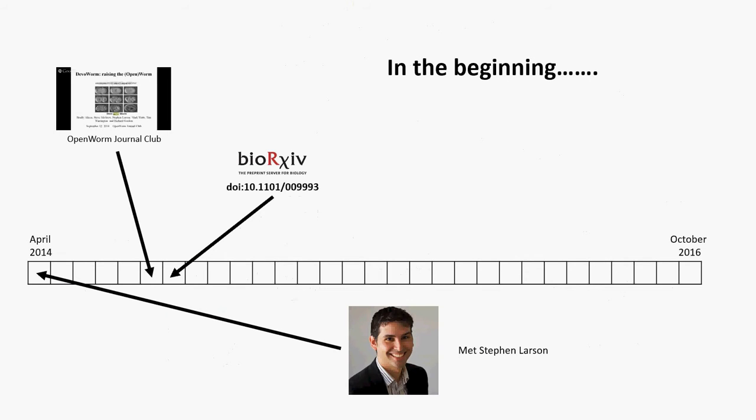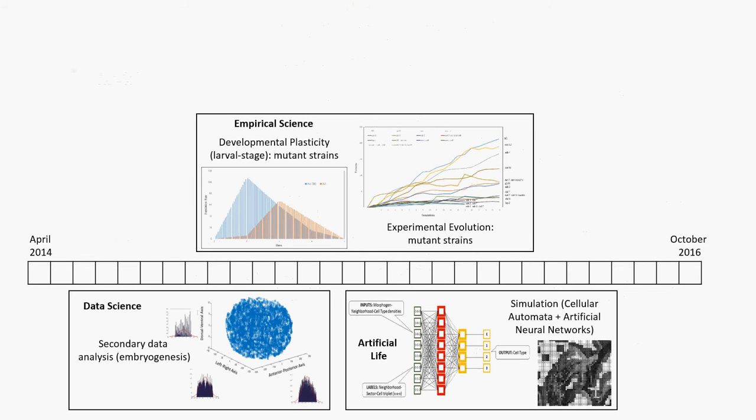I met Steve Larson in April of 2014, and right away we started working on a couple of things. One was a technical paper, and the other was a journal club laying out the major problems of this task, which was to deal with the developmental component of OpenWorm and to understand how the worm develops into the adult form that people were trying to simulate in the OpenWorm project.